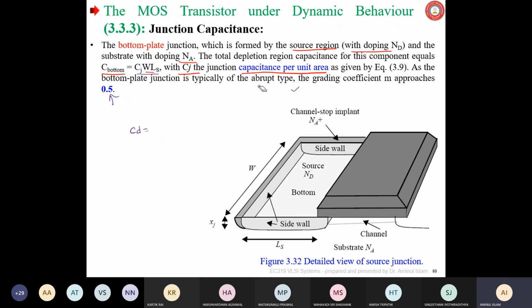As the bottom plate junction is typically of the abrupt type, the grading coefficient, which we have discussed earlier even in the 3rd semester, M is half for an abrupt junction, and for a linear or graded junction it is 0.33.